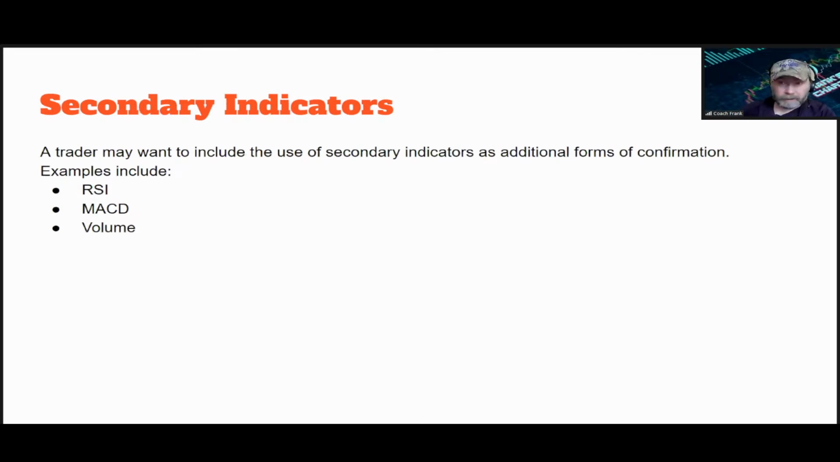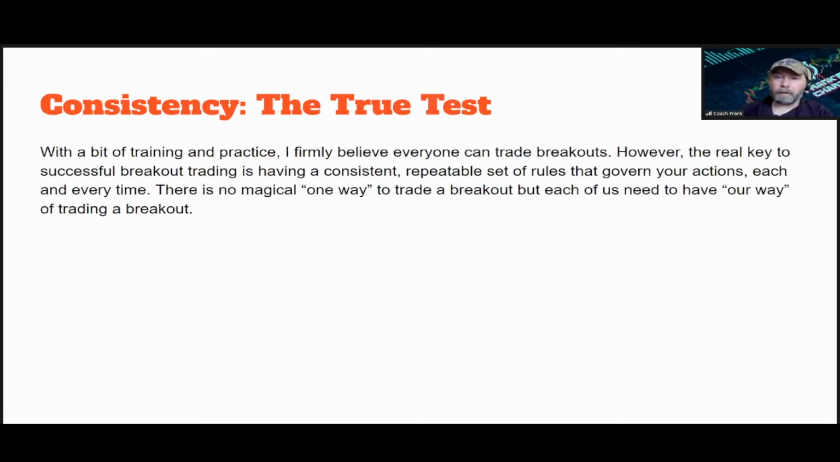Some traders are going to use secondary indicators for additional confirmation. RSI is particularly popular, where the RSI is now overbought, but MACD, volume, really any indicators that you feel comfortable and like to use can be used as additional confirmation for our breakouts. At the end of the day, and we're going to go look at a case study or two, the true test of breakouts is being consistent with them.